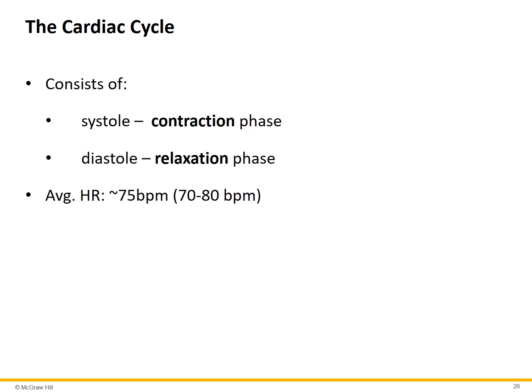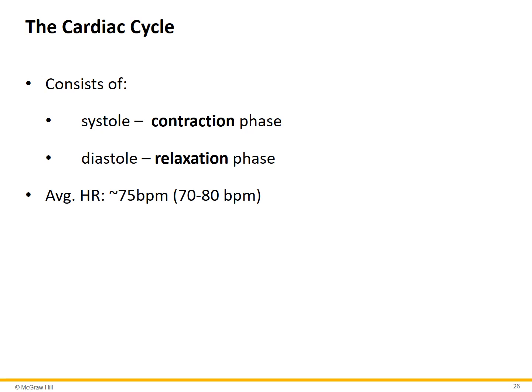So we mentioned the cardiac cycle, right? You're going to have alternating contraction and relaxation phases. Contraction is called systole, and relaxation is called diastole. And the average heart rate is about 75 beats per minute. The normal range is between 70 and 80.